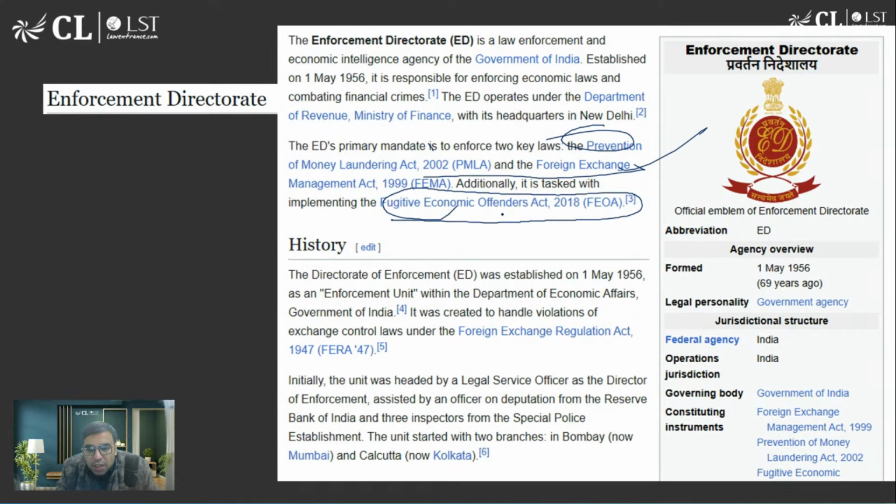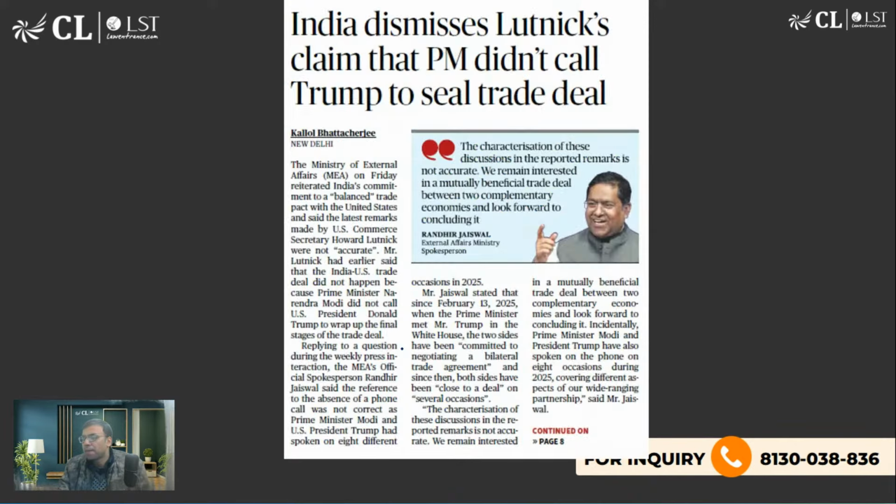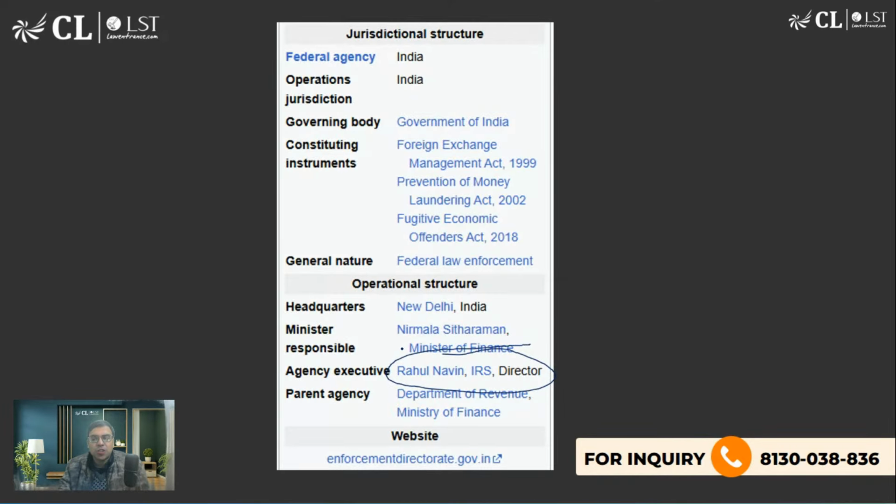Okay. So the main job is to fight against money laundering and terror financing. That is the job of the agency, of which Mr. Rahul Naveen, Indian Revenue Service Officer, IRS, is the director. Yes, good evening, Sambhav Sharma. Welcome to the class. Okay. So that is what you should know about ED.